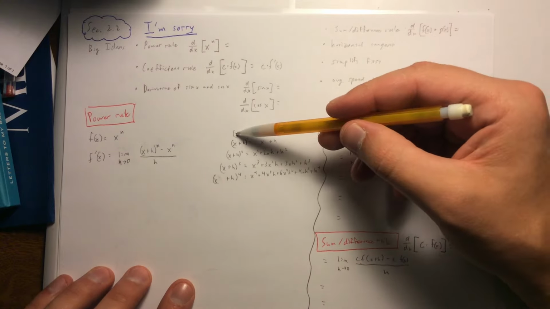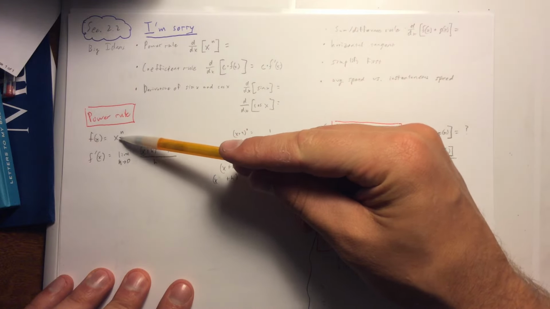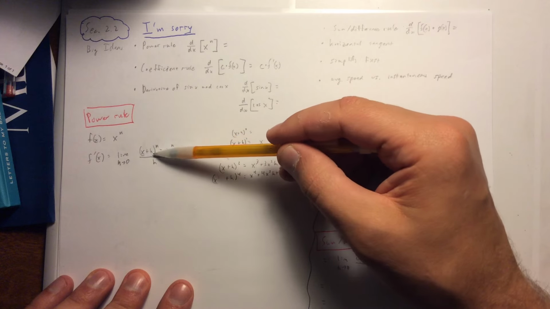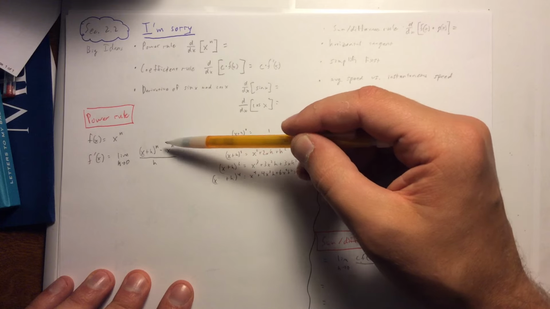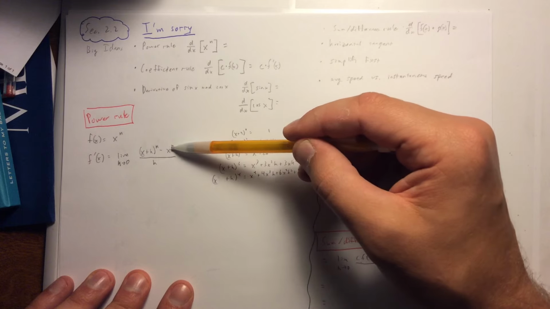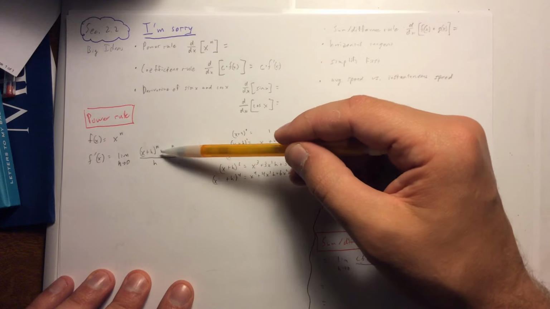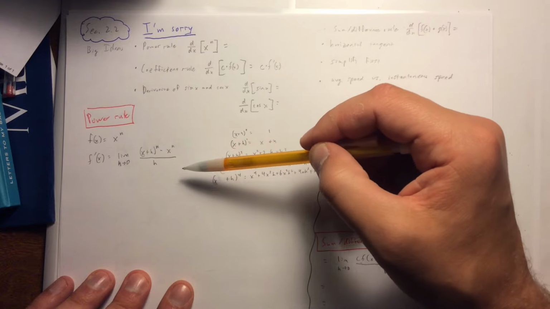So, if I take f of x equals x to the n, and I have to take the derivative of it, I'm going to use the definition of derivative: x plus h raised to the n minus x to the n. So f of x plus h minus f of x all over h, the limit as h approaches 0. Remember, that's just the slope formula. Change in the y coordinates over the change in the x coordinates.